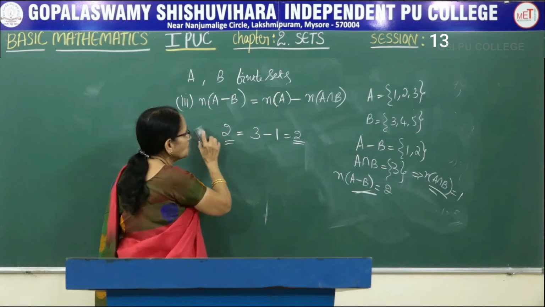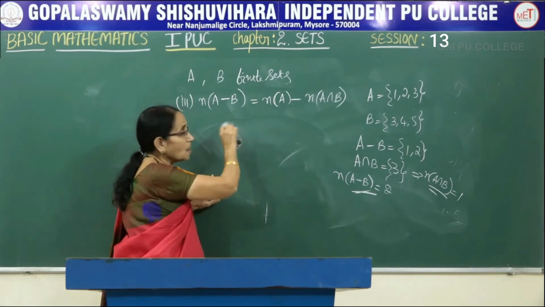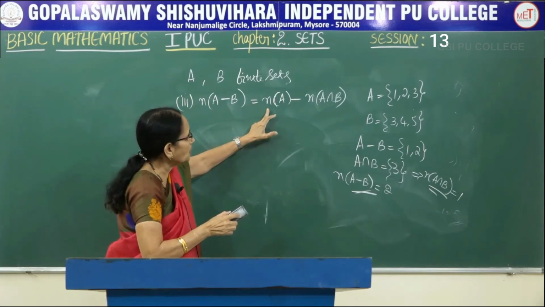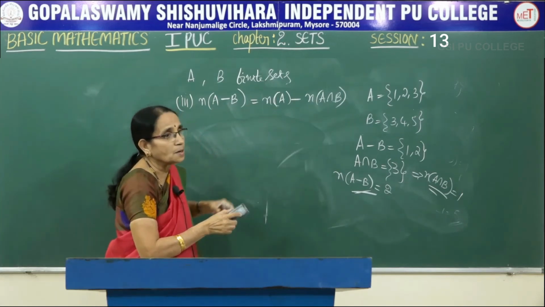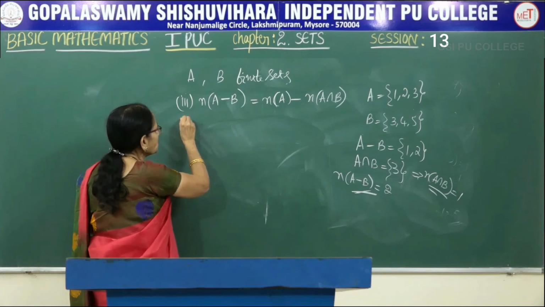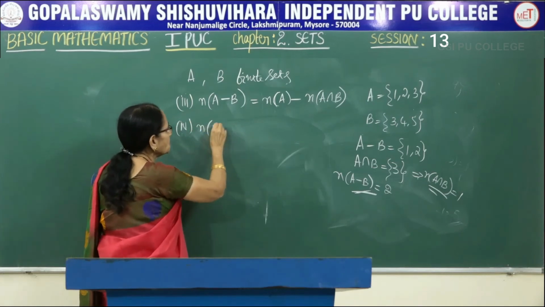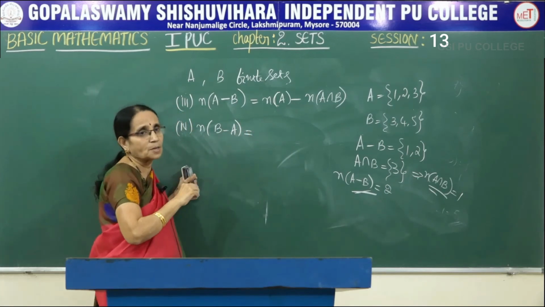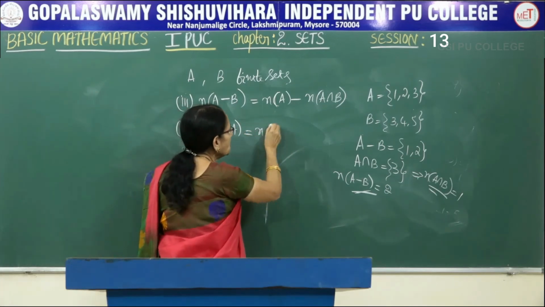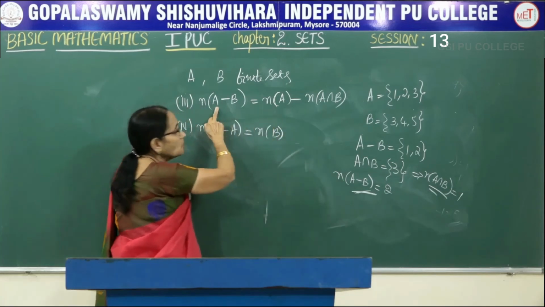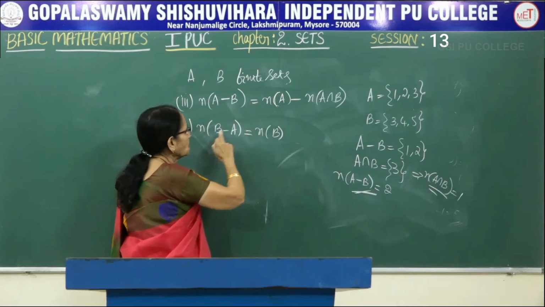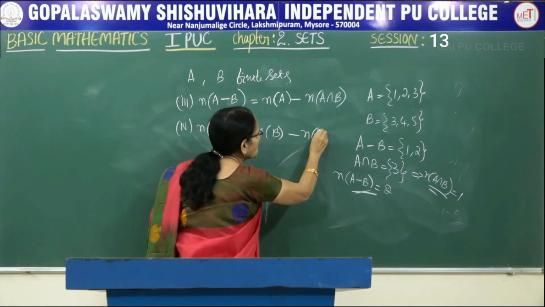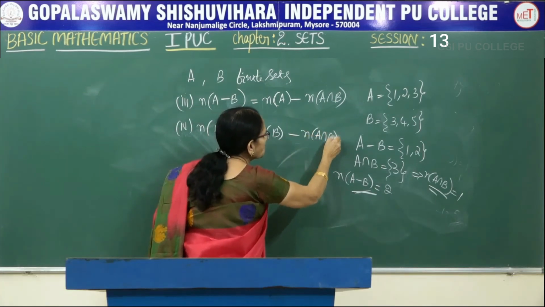This is how we have to calculate. That means that the order is important here. N of A minus B is N of A minus N of A intersection B. Another part of the same thing: suppose I take the reverse order, N of B minus A. How do you write this? It is N of B minus N of A intersection B. Here A was the first set; now B is the first set I am writing, but this part is common, it is A intersection B.